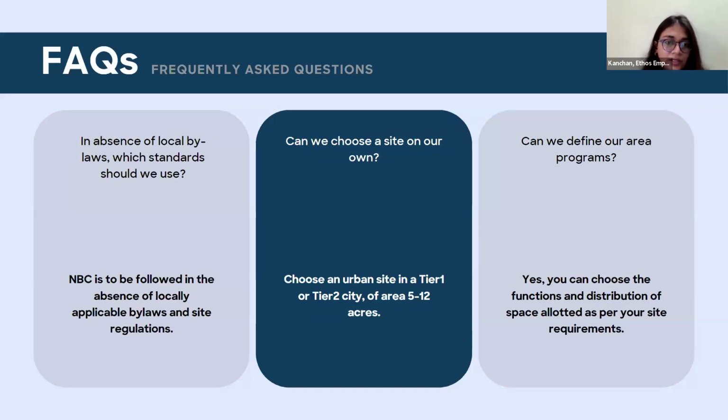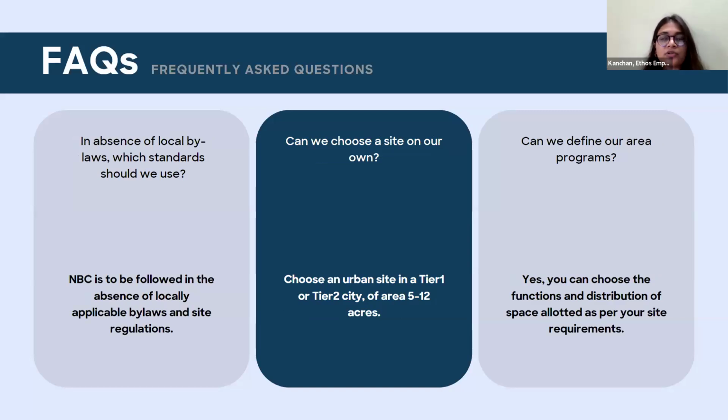In absence of local bylaws, which standards should we use? So, like informed before, the National Building Code should be followed in case you can't access or there are no locally applicable bylaws available. Can we choose a site on our own?